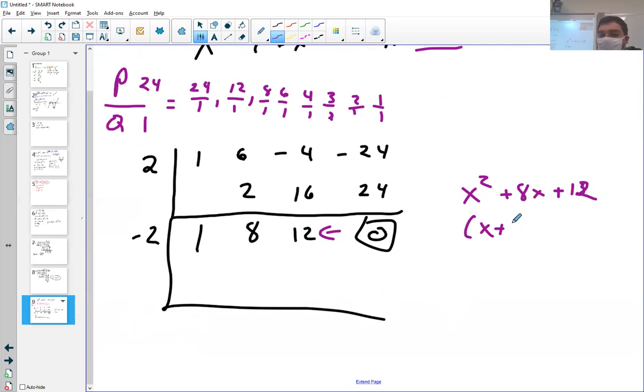First, let me factor this. This is going to be x plus 6, x plus 2. And then f of x equals x squared. We already pointed out that this 2 over here was an answer, which means that's the same thing as x minus 2 equals 0.